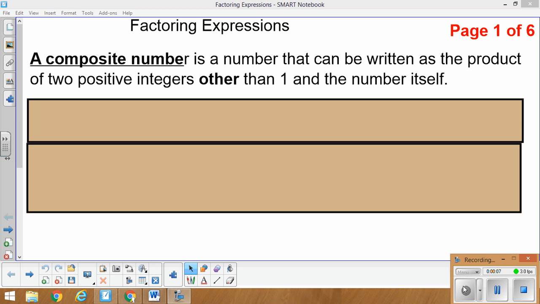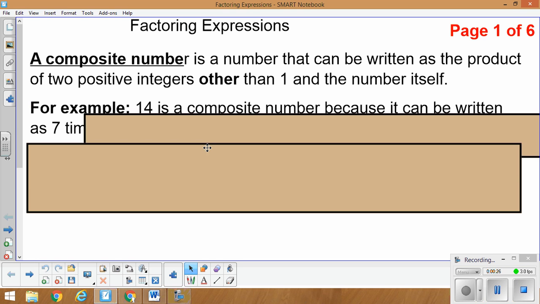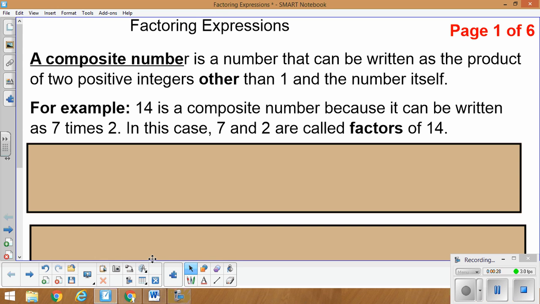Please have your video outline out in front of you, and let's start with some terminology. Our first word is composite. A composite number is a number that can be written as a product of two or more positive integers other than one and itself. So what does that mean? Well, for example, 14 would be composite because it can be written as 7 times 2. It could also be written as 1 times 14. So all those numbers, 7 and 2, or 1 and 14, are called factors of 14.